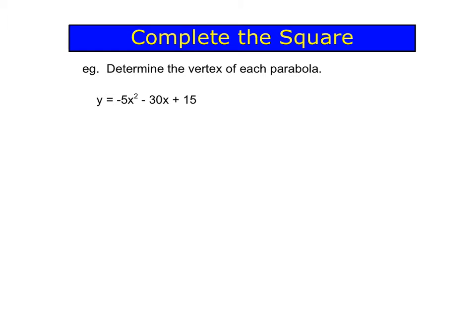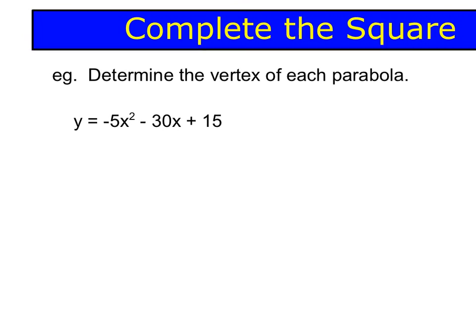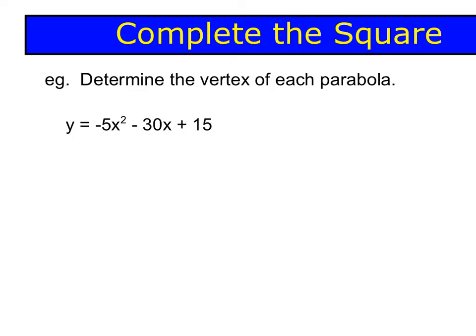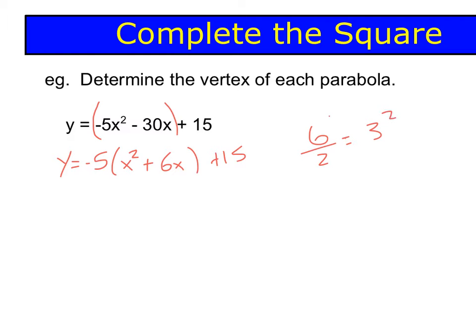Okay, notice this one, the a value is negative 5. So when we factor out, we're going to factor out the negative with the 5. So negative 5 will be our factor. Remember, both signs inside the bracket will change. So it'll be plus 6x. Now 6 divided by 2 is 3. Squared is 9.